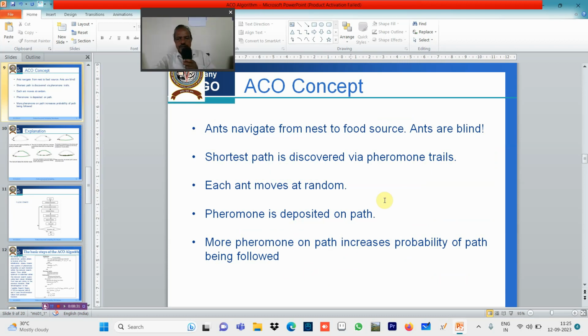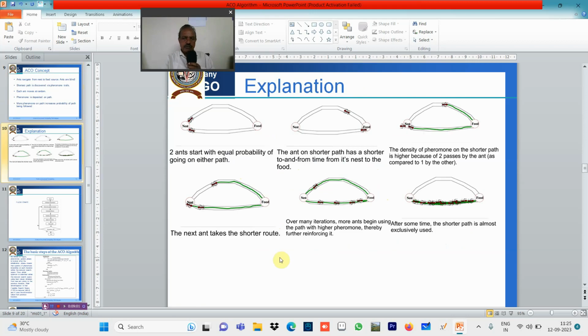The ants navigate from the nest to the food sources, and you will be astonished, the ants are blind. The shortest path is discovered via pheromone trails, and each ant moves at random, and pheromone is deposited on the path. More pheromone on a path increases the probability of the path being followed. That means if the path is short, then the more frequently the ants travel it, so there is a higher probability that the pheromone or the smell will be there. So this is the basic concept of ant colony optimization.